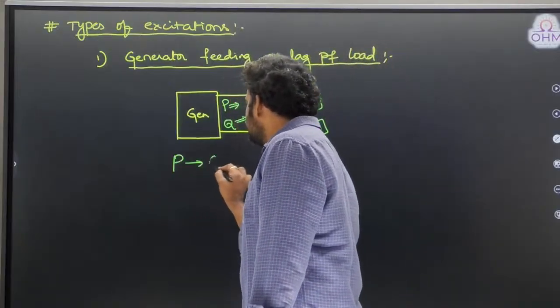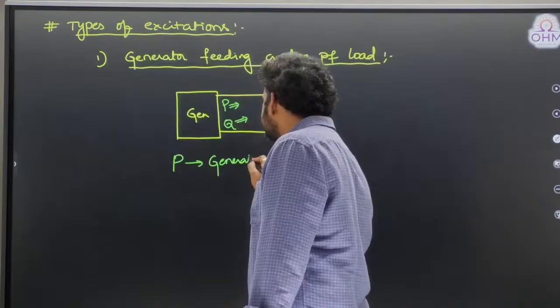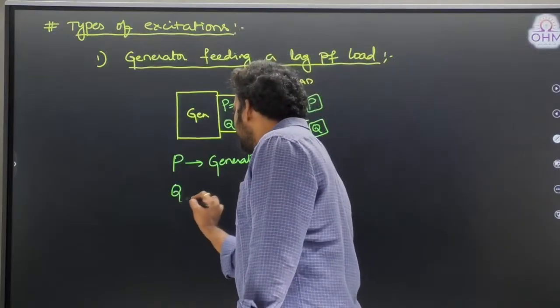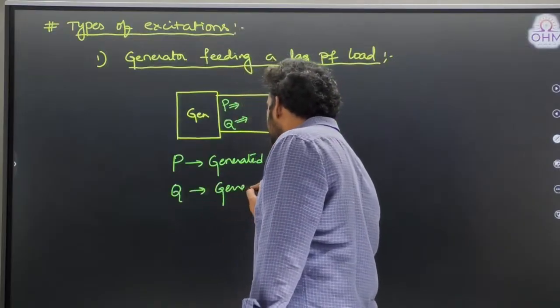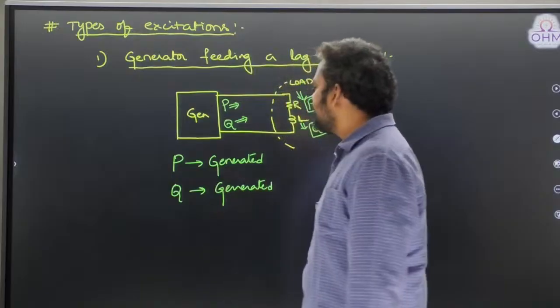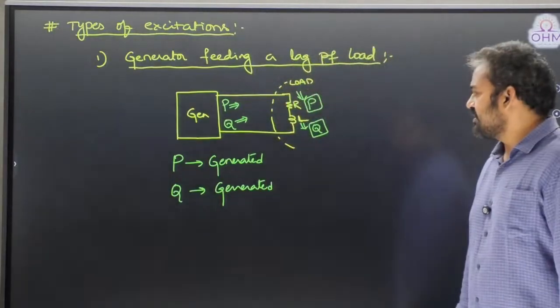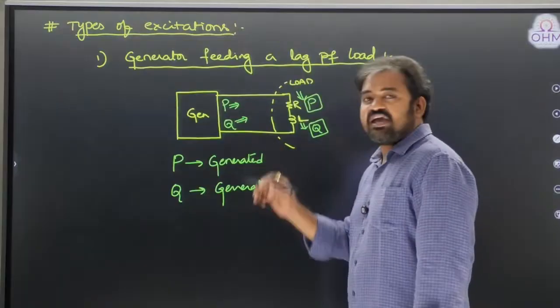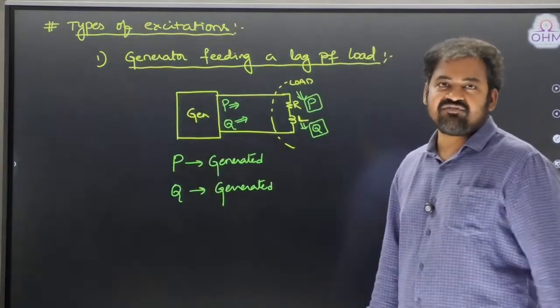So active power is generated by the machine. Similarly, reactive power is also generated by the machine. Now we will develop the KVL equation and we will draw a phasor diagram.